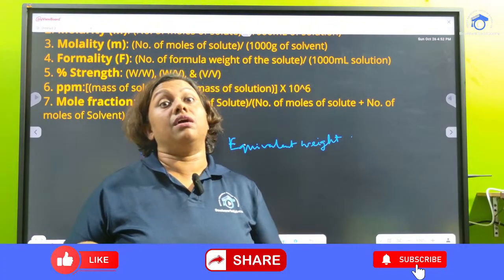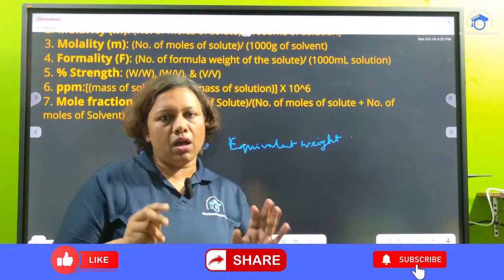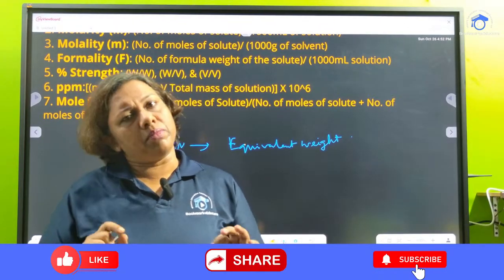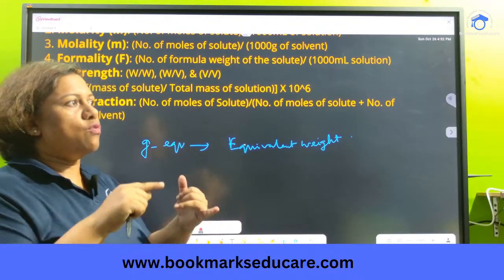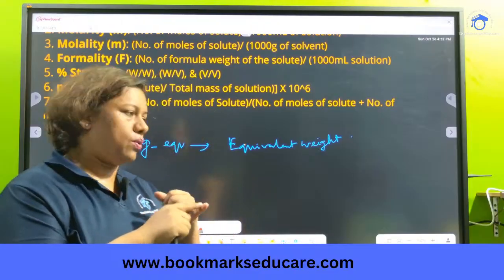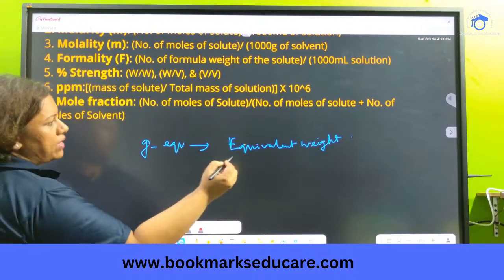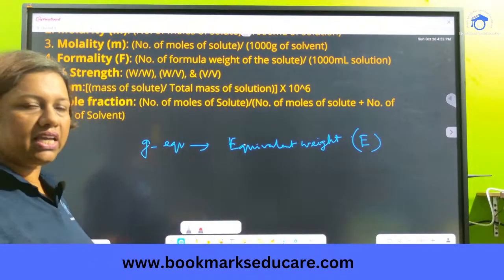Okay, and it needs another whole class. For today's topic, I am describing only as much as is necessary. What is equivalent weight? For acid, base and salt, we will discuss these three things. For acid, equivalent weight is denoted by E.